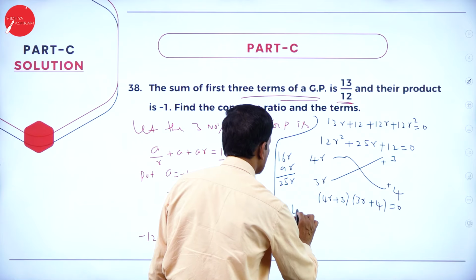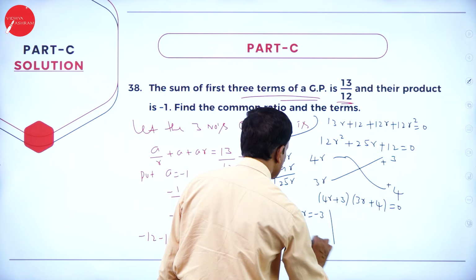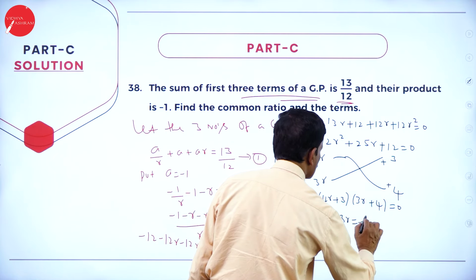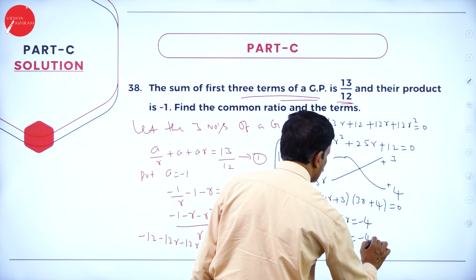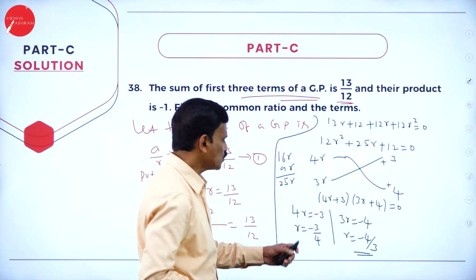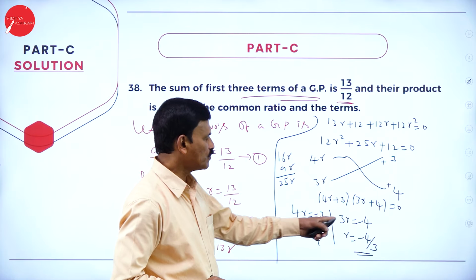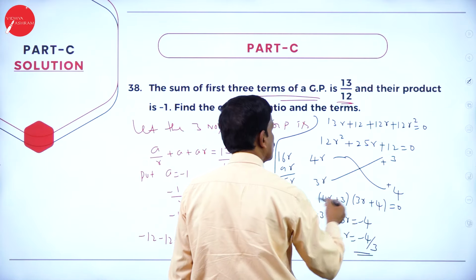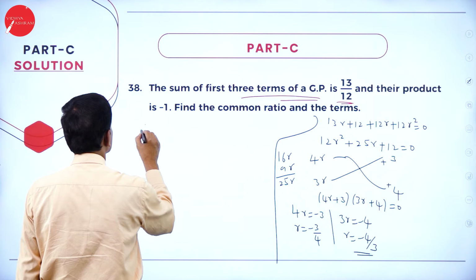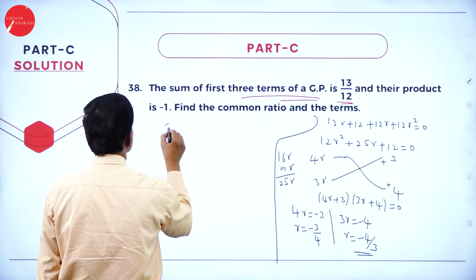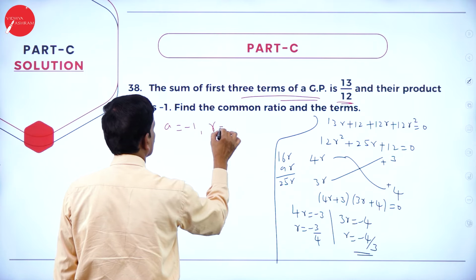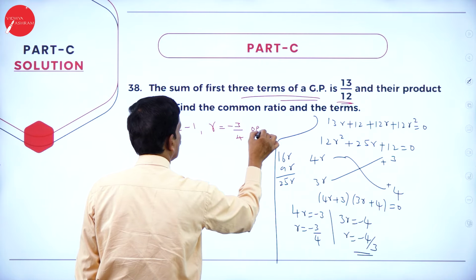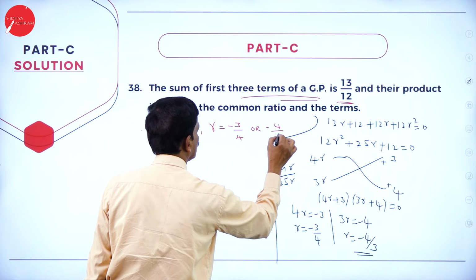So, if you solve 4R is equal to minus 3, therefore R is equal to minus 3 by 4. In this case, 3R is equal to minus 4, R is equal to minus 4 by 3. So, we will get two values of R: R is equal to minus 3 by 4, R is equal to minus 4 by 3. Therefore, now substitute here. The first term A is equal to minus 1, and the common ratio R is equal to minus 3 by 4, or minus 4 by 3.